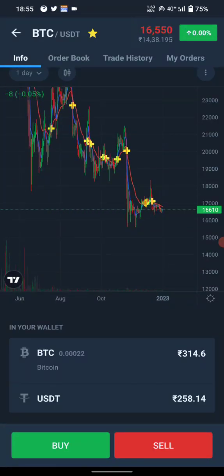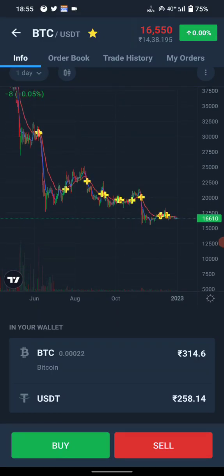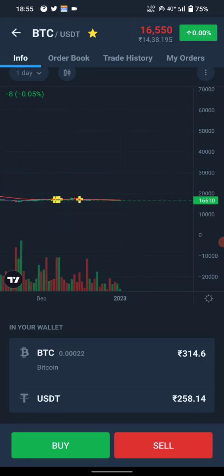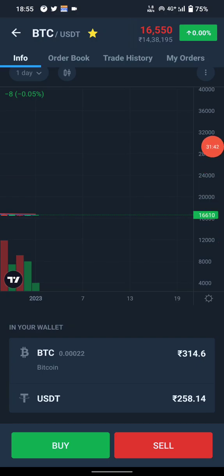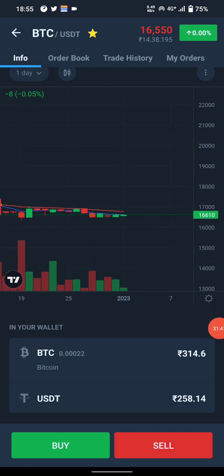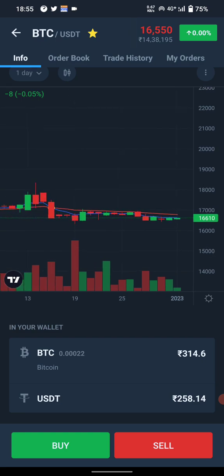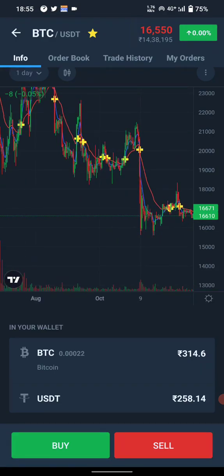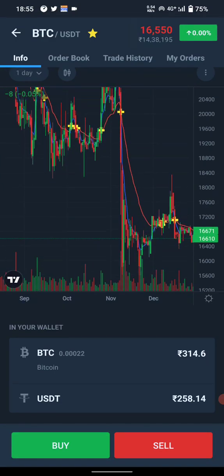Let me analyze from June. Let me take from June. Keep this one. You can see that I have bought BTC of 0.00022, of 300 rupees, where it has given a buy position.